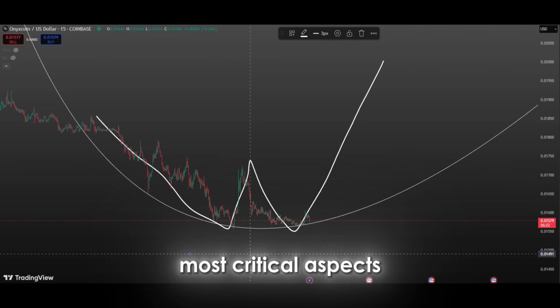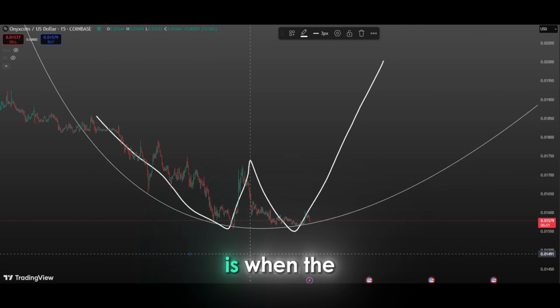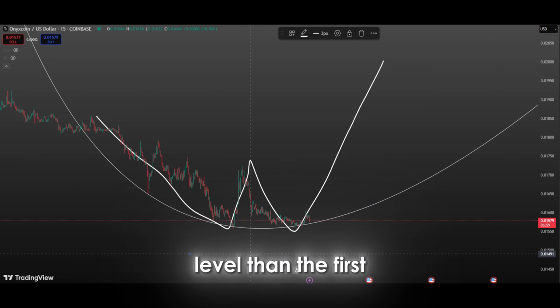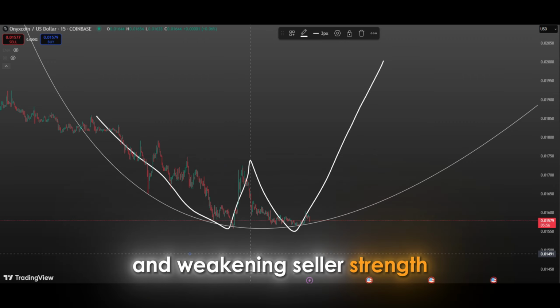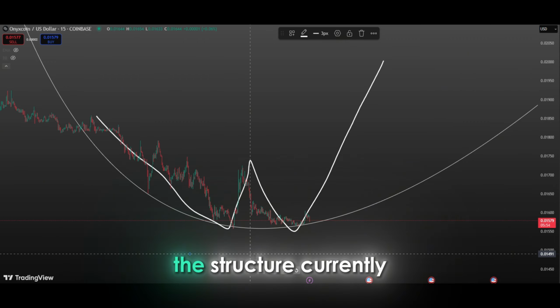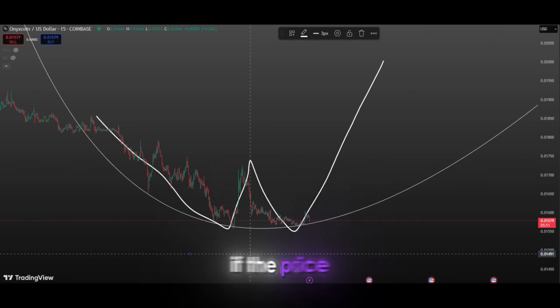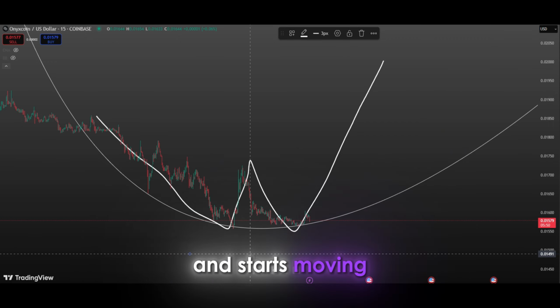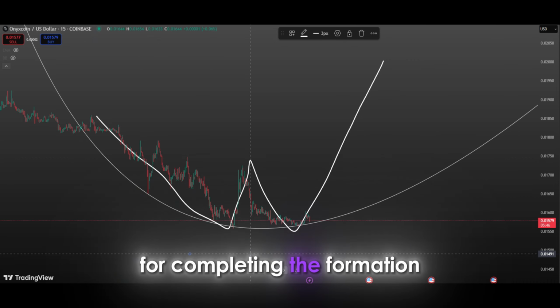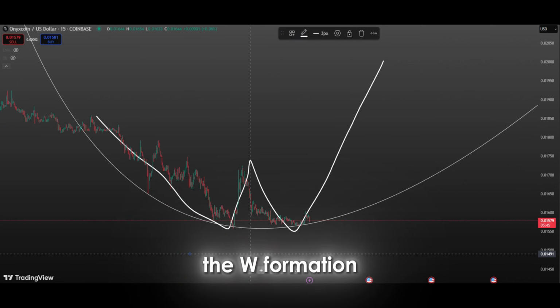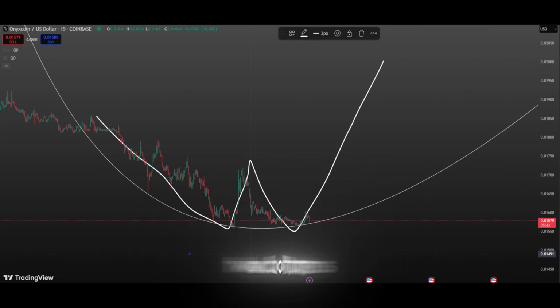One of the most critical aspects of W formations is when the second bottom forms at a higher level than the first. This indicates increasing bullish momentum in the market and weakening seller strength. The structure currently observed on the chart meets these positive technical conditions. If the price holds at this level and starts moving upward toward the neckline, it will be a strong candidate for completing the formation. The neckline of the W formation typically corresponds to the peak between the two bottoms.